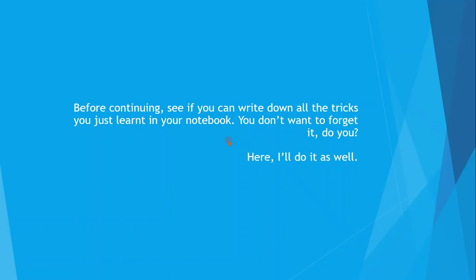You don't want to be an hour before your exam, like I am right now, and thinking, okay, I've forgotten most of it. So make sure you write everything down.